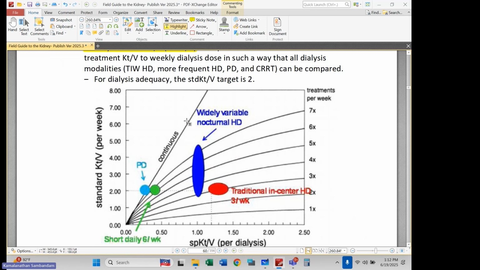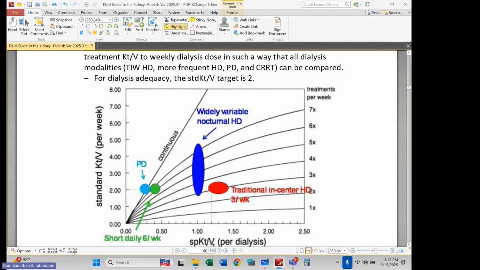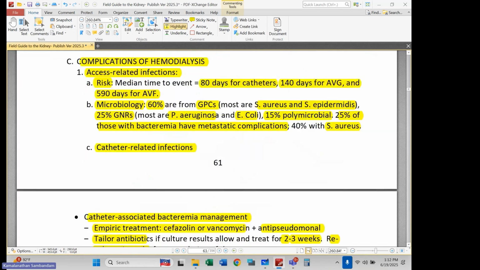That's my goal. You should be able to find out what prolonged intermittent renal replacement therapy prescription will get you a single pool KT over V that's on this line somewhere around 0.9. We can say 0.9. If I wanted to get a 5, I would say 1.2 for that treatment. That will give me a standard weekly KT over V of around 5. Okay. You should be able to prescribe that with the principles that we've described.